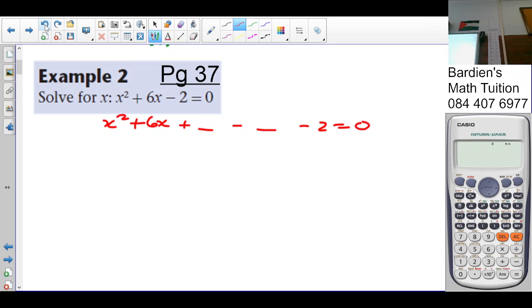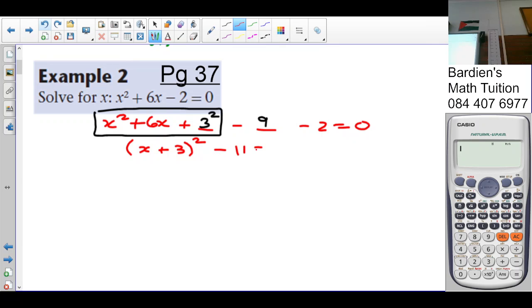Okay, so what goes? You multiply the b by half, and 6 times half is 3, and 3 squared is 9. So this is my perfect square trinomial. Not so? So what do we get here now? This should be x plus 3 squared. What's minus 9 minus 2? Negative 11 is equal to 0. You all agree with that?